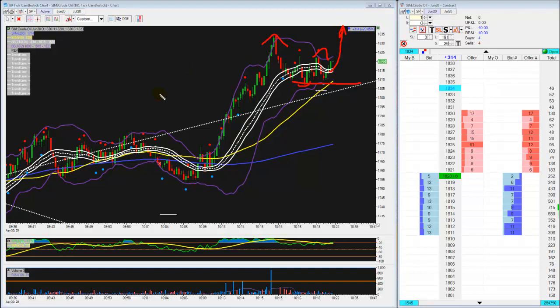There's just too much. Once it got through 1800, that line right there, that's where the danger zone comes in. I really don't want to take shorts above that 1800 line today, unless I saw some real big blow off volume like 2, 3, 4, 5,000.